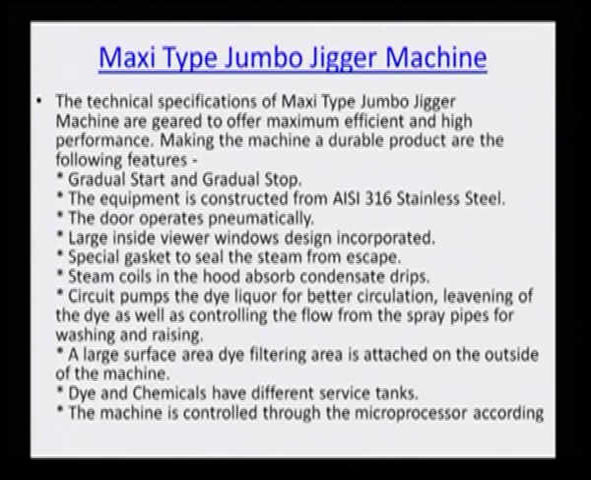Making the machine a durable product are the following features: gradual start and gradual stop. The equipment is constructed with stainless steel 316. The doors are operated pneumatically. Large inside viewer windows are incorporated in the design. A special gasket seals the steam from escaping. Steam coils in the hood absorb condensate drips. Circuit pumps circulate the dye liquor for better circulation, leavening of the dye, as well as controlling the flow from the spray pipes for washing and rinsing.